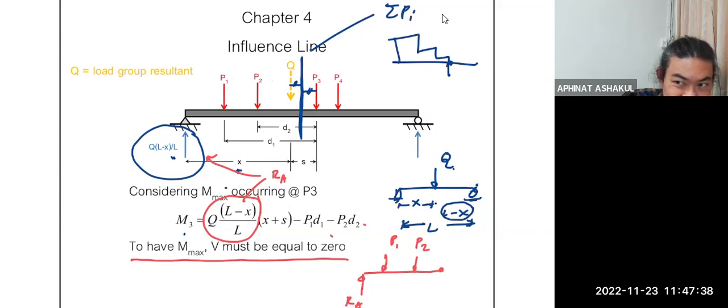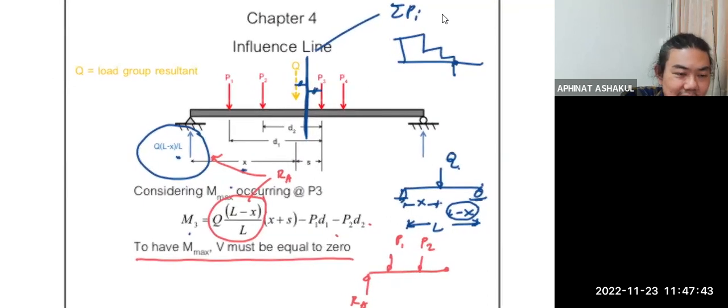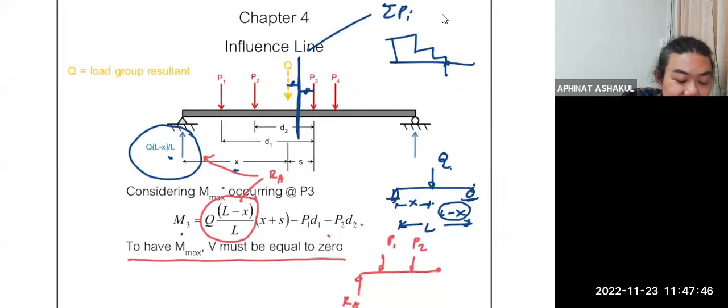Say that again. Let's say P3 is closer to Q than P2. We will try to find the way to place our load so that the center line is right between Q and P3. So with that said, it means that this distance and that distance are equal. That's a trick. Once you know the placement, place the load according to this condition, and you go ahead and try to find maximum moment by using your typical equilibrium stuff.